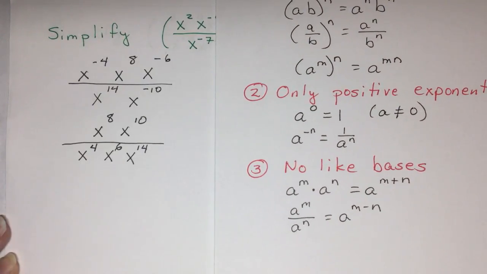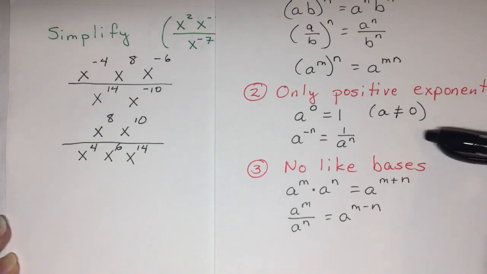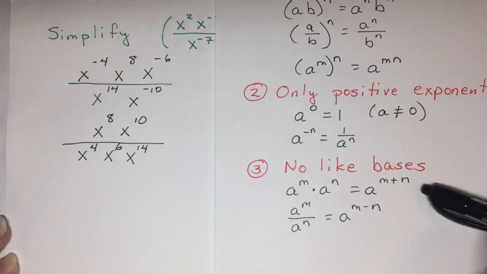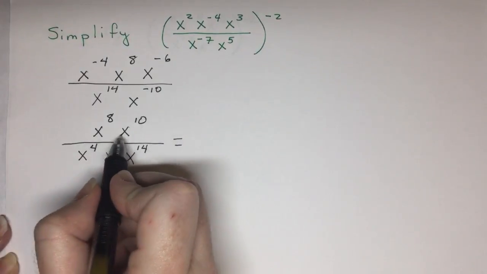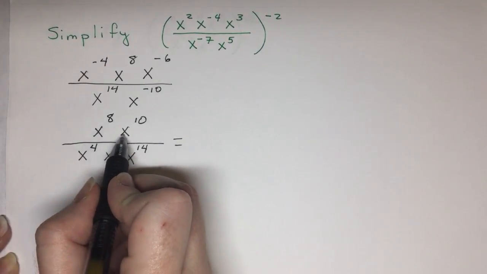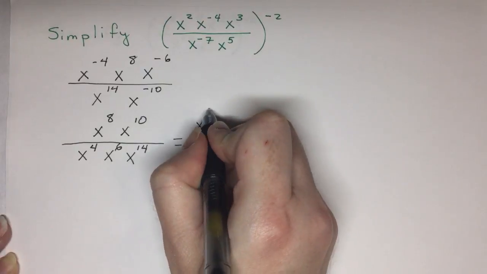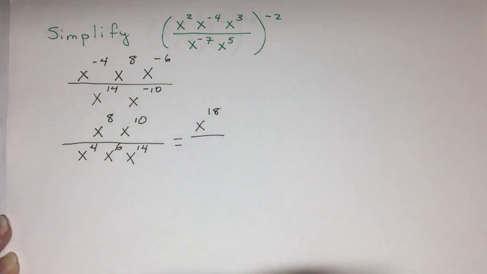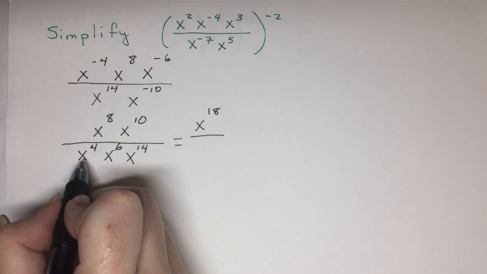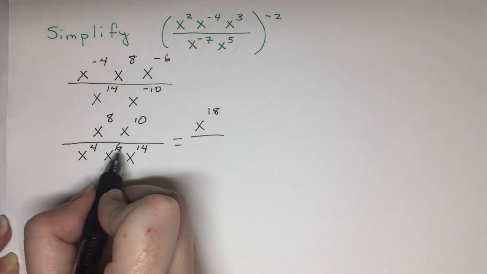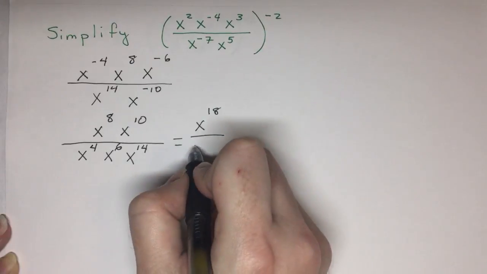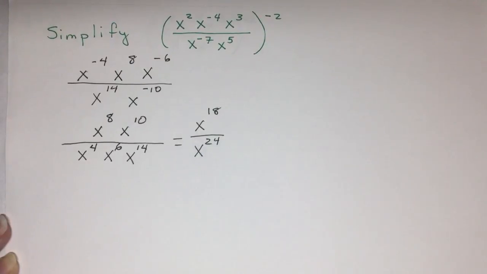I've taken care of step 2, only have positive exponents, but I do have the same base. Same base with multiplication, I add powers. So x to the 8th times x to the 10th is x to the 10 plus 8, x to the 18th. X to the 4th, x to the 6th, x to the 14th. 4 plus 6 is 10, 10 plus 14, 24.